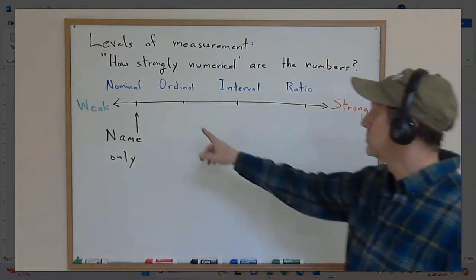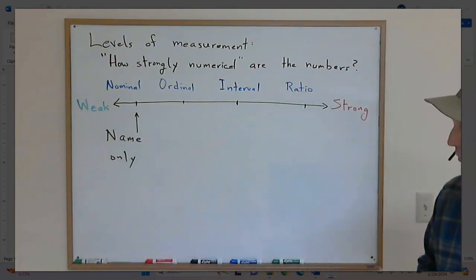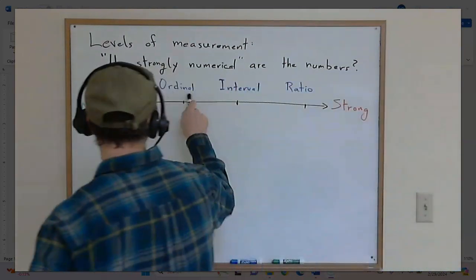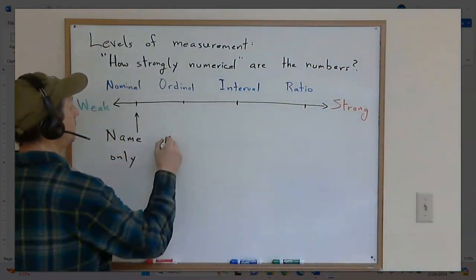So when we get to ordinal data, what ordinal data has that nominal data does not is, well, I guess you can guess from the name, right? It has order.